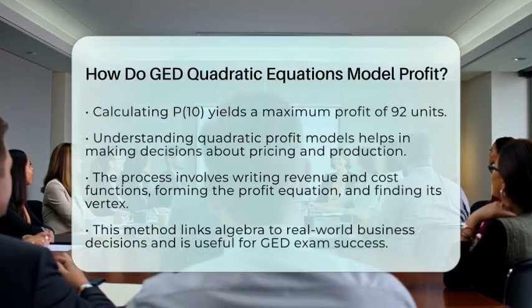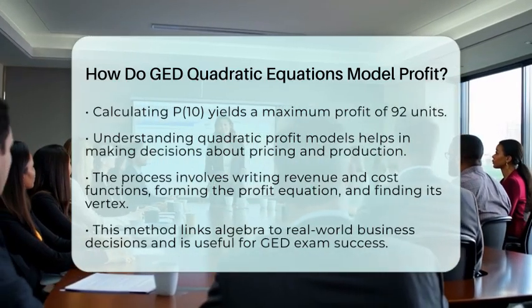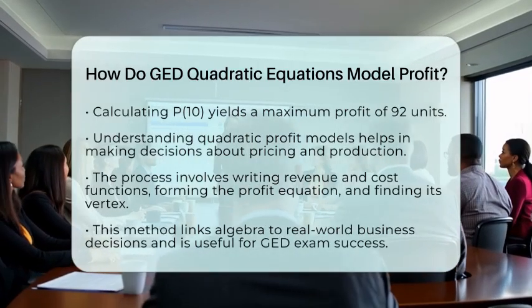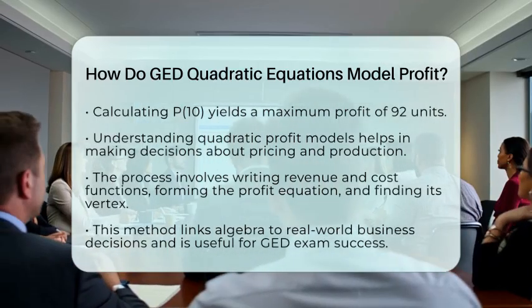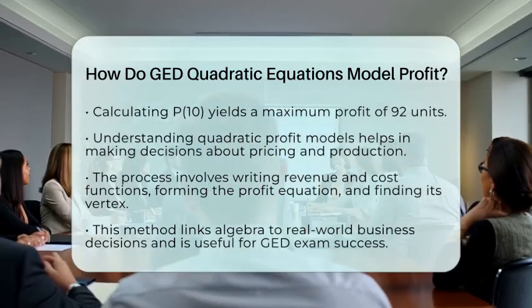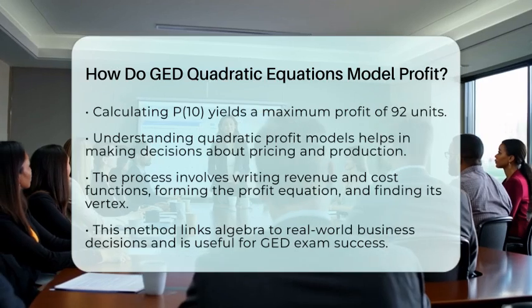Understanding how quadratic equations work in profit modeling helps you solve real-world problems. You can figure out the best price to charge or the number of products to produce for maximum profit. First, you write down your revenue and cost functions based on your situation. Then, you create the profit function by subtracting costs from revenue.